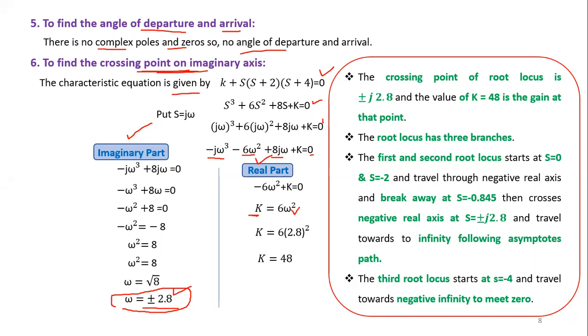I will show that in the graph. We already know the imaginary axis crossing point, plus or minus j2.8. If we substitute that value as omega, then 6 into 2.8 squared, we get the K value as 48. That means up to 48 the system will be stable. If we take a K value greater than 48, then the poles move towards the right half of the S-plane, and the system will be unstable.